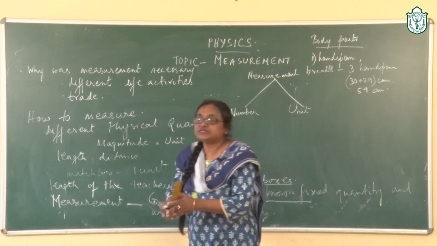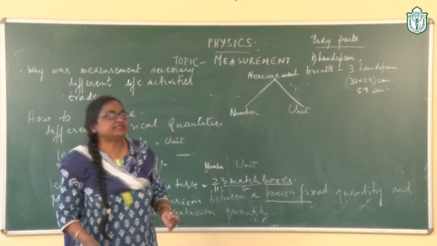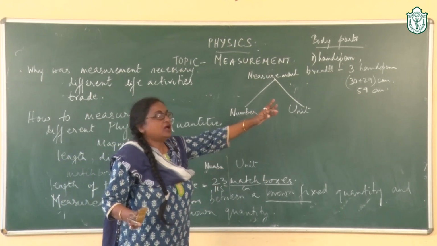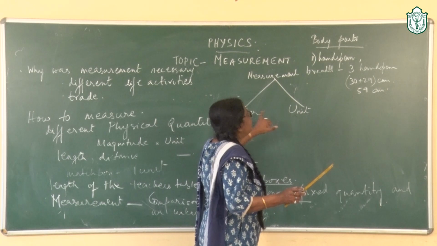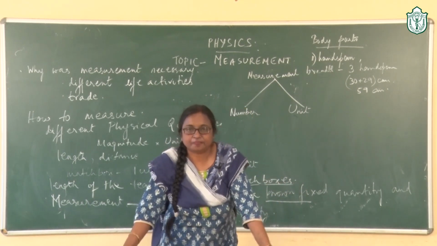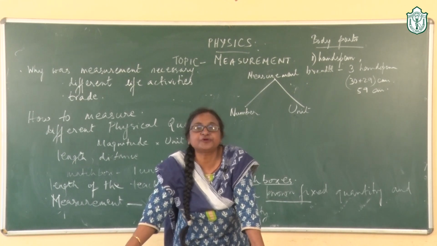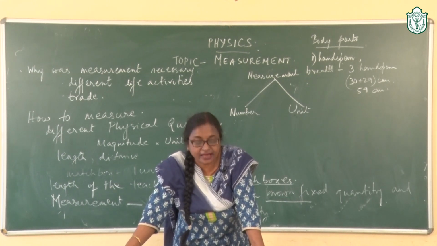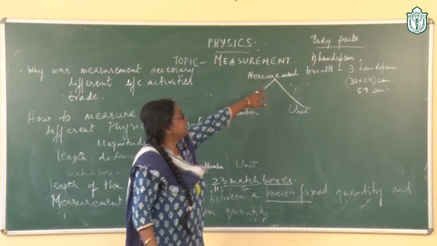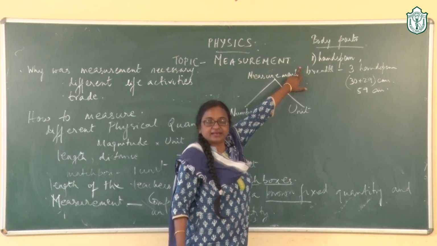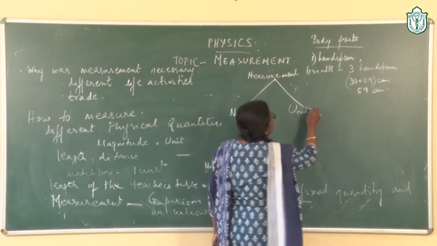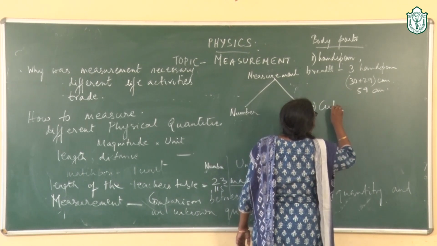So length or distance is basically expressed in measurement, in number and unit. All physical quantities are therefore expressed in the form of number and unit. This is one handspan. Number two, we have cubits.